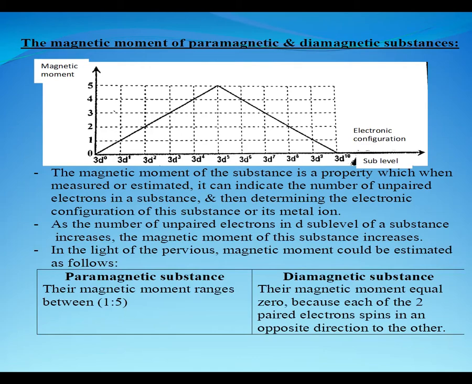So the magnetic moment of a substance is a property which, when measured or estimated, can indicate the number of unpaired electrons in the substance, and then determine the electronic configuration of these substances or their metal ions. As the number of unpaired electrons in the d sublevel of the substance increases, the magnetic moment of this substance increases. In light of the previous, the magnetic moment could be estimated as follows. For paramagnetic substances, the magnetic moments range from 1 to 5, and for diamagnetic substances, the magnetic moment equals 0 because each of the 2 electrons spins in the opposite direction to the other.